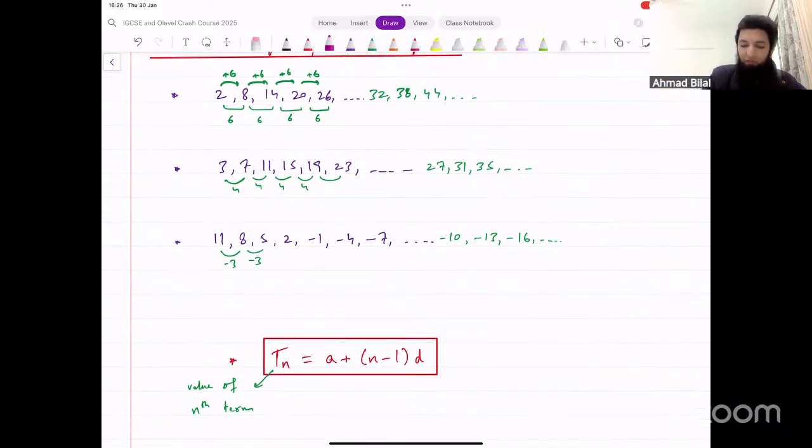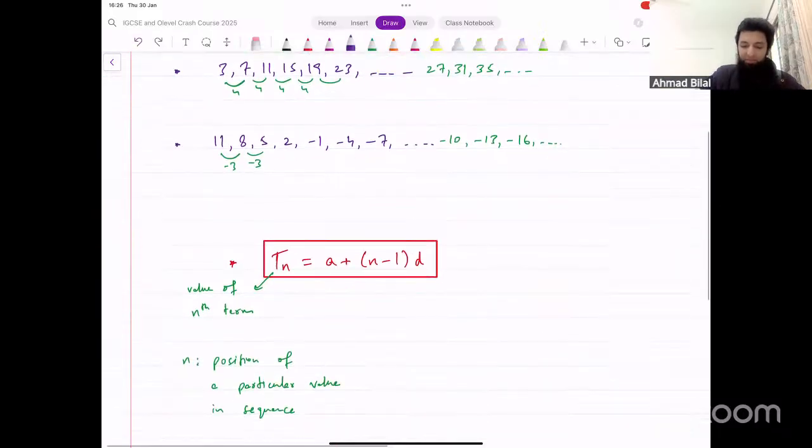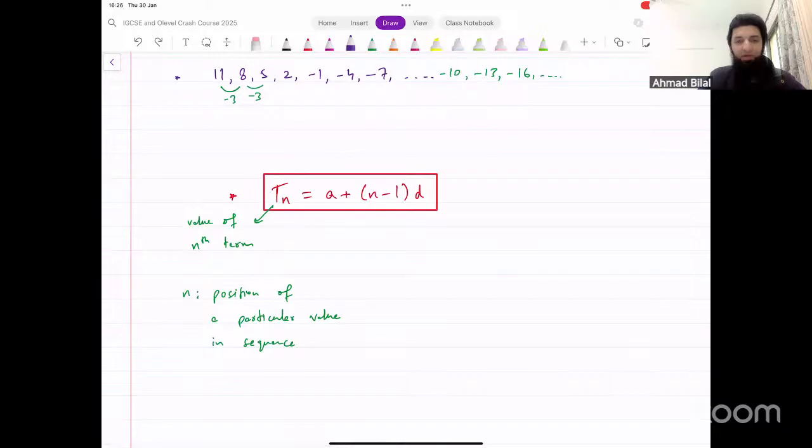So in this case, when n is 1, the value of the sequence is 2. When n is 2, the value of the sequence is 8. When n is 3, it's 14. So n represents the position at which you have a particular value.